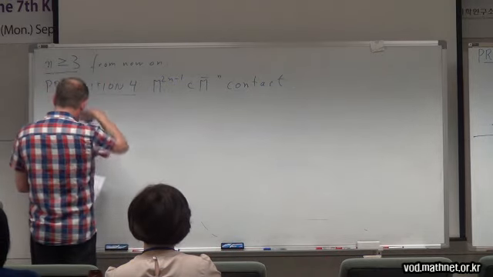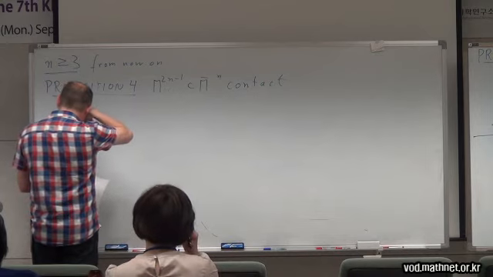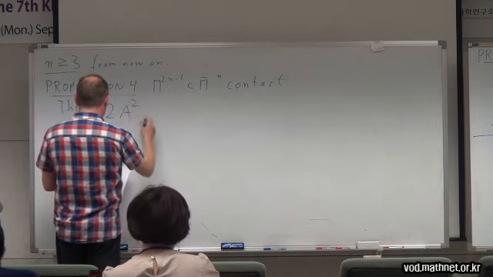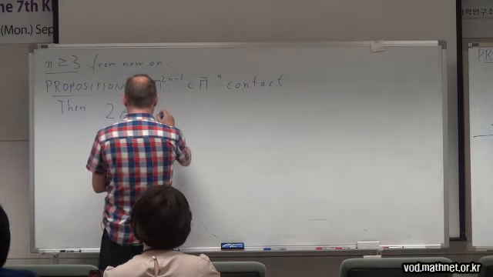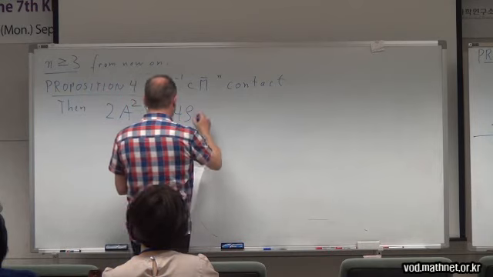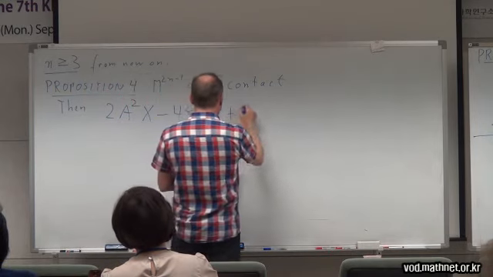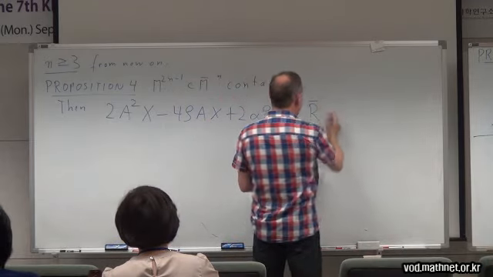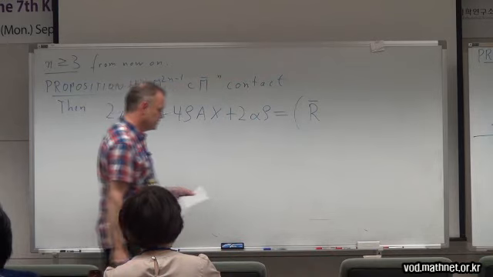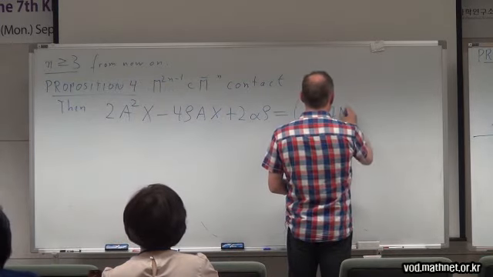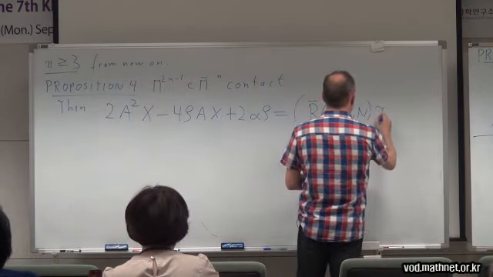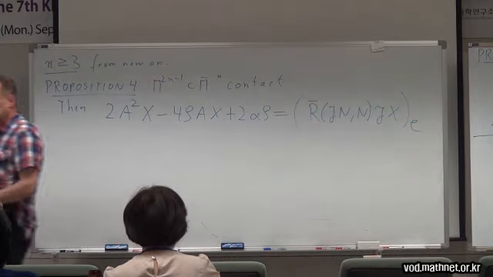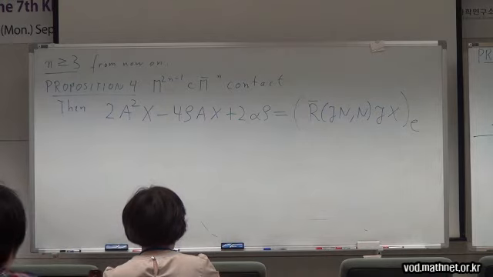Then one can prove a nice quadratic equation for the shape operator, which involves the curvature of the ambient manifold: 2A squared x minus 4 times rho times Ax plus 2 alpha rho is equal to, take the curvature tensor of the Kaehler manifold, insert J of the normal vector, J of x, and take the orthogonal projection onto the maximal holomorphic subbundle.